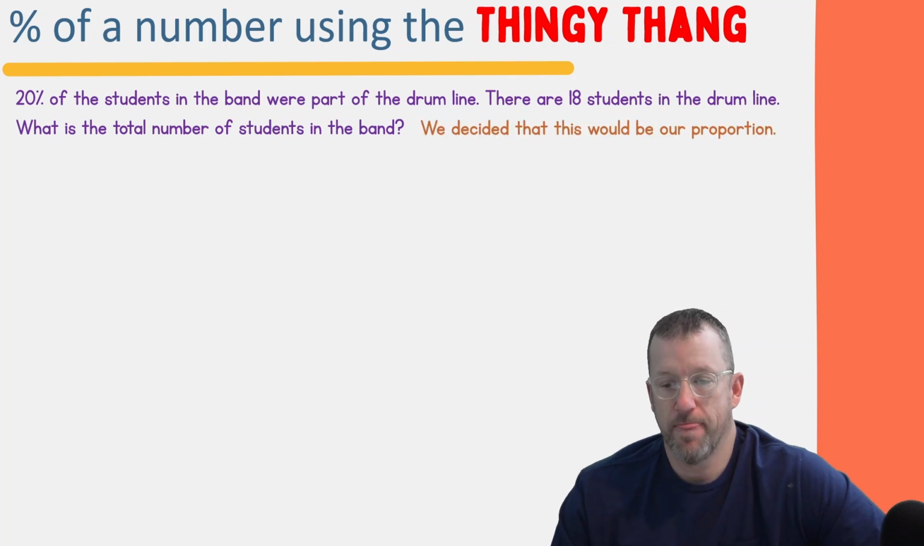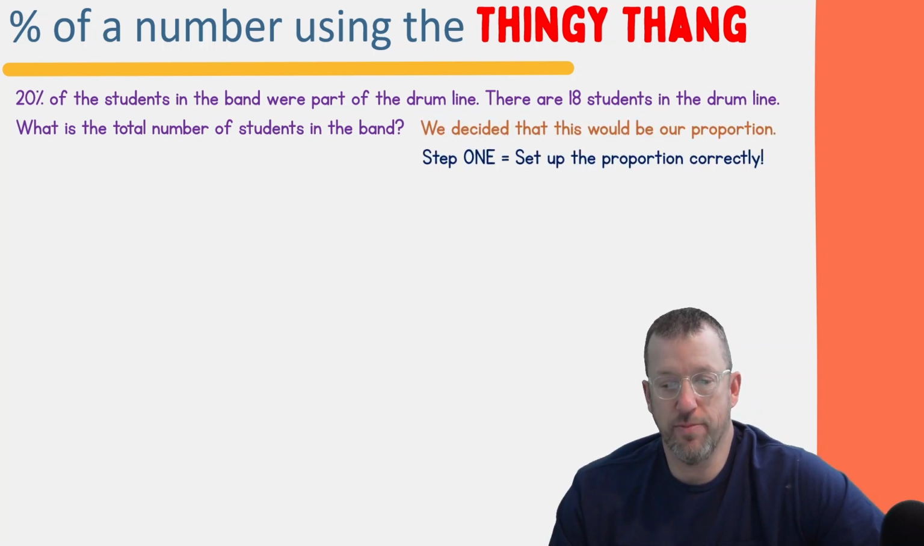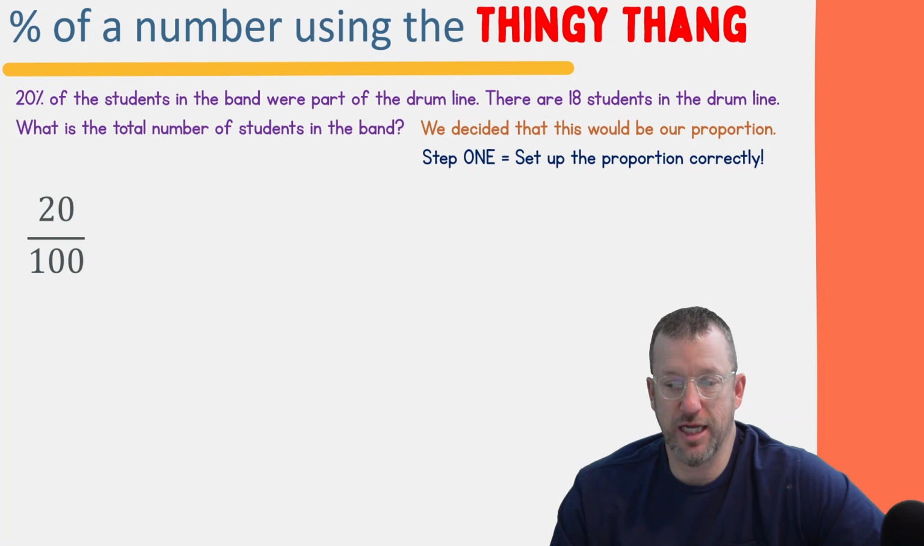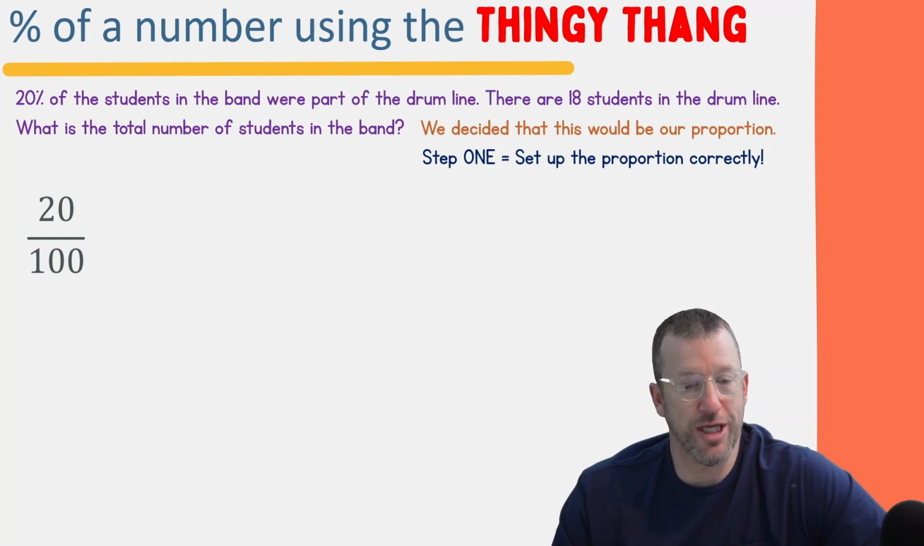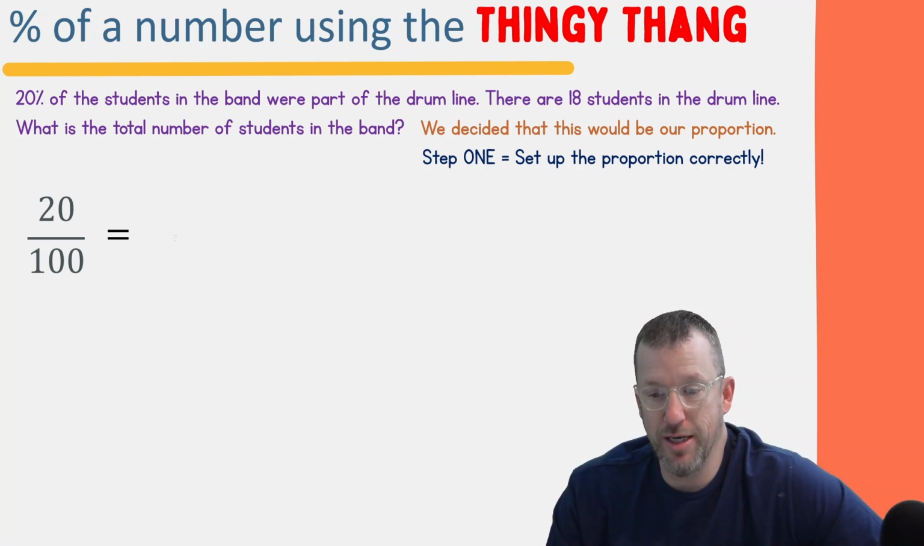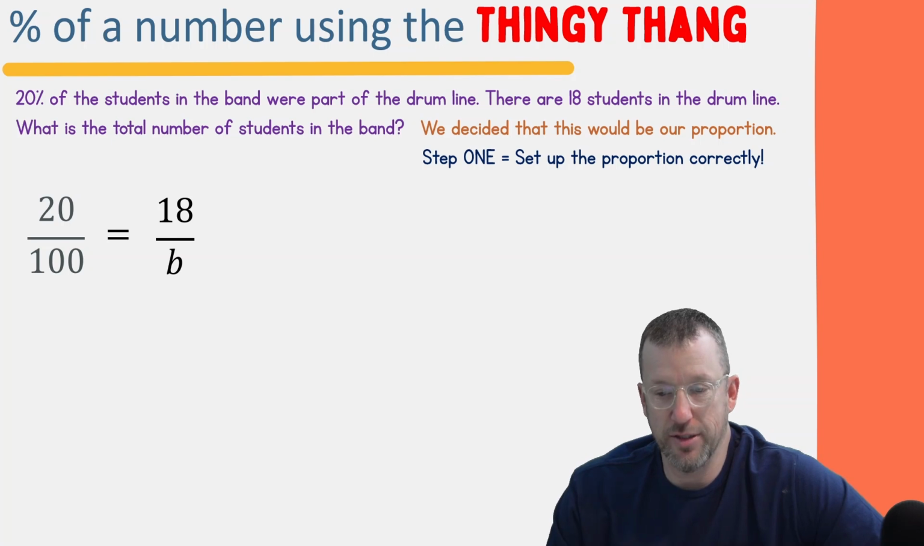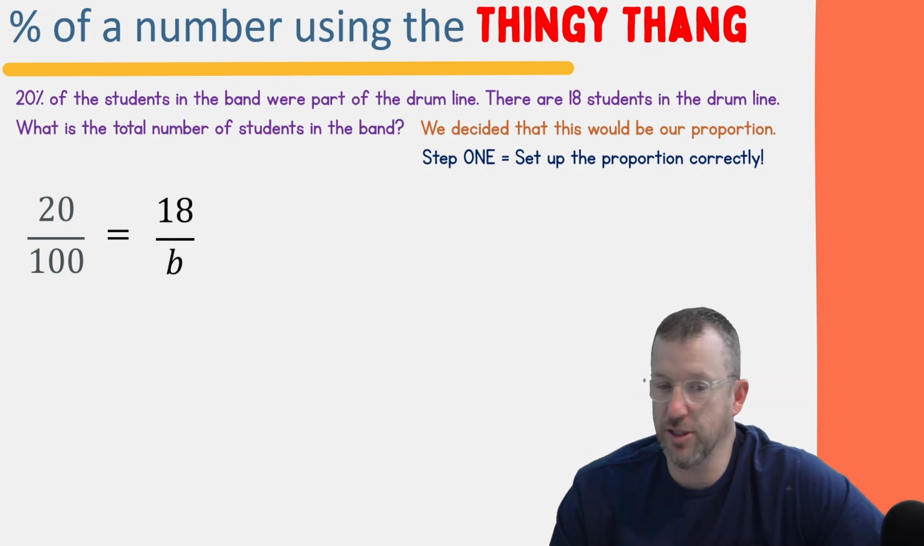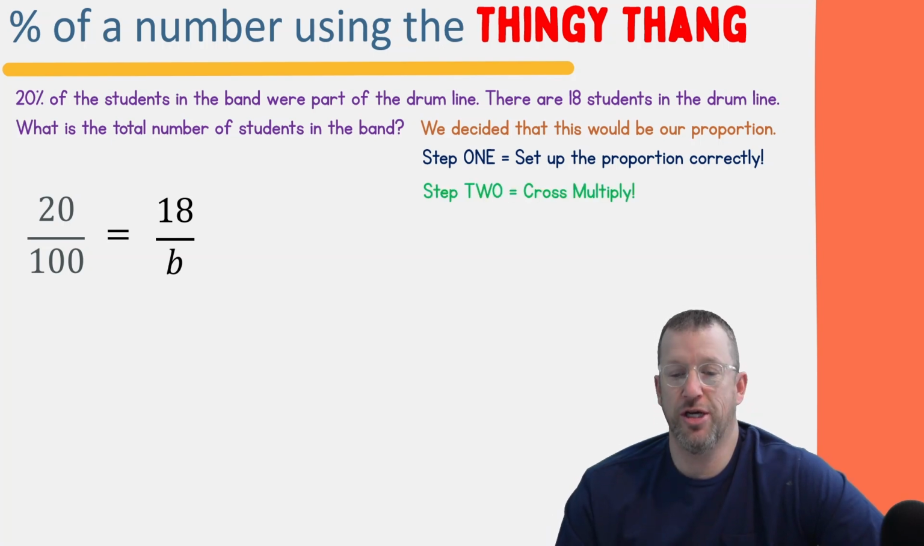Here's our scenario. We decided that this would be our proportion. Okay, so step one, set up the proportion correctly. So that was our percent over whole, 20 over 100. And on the other side, since 20 represents 20% of the drum line, we knew that 18 represented the students in the drum line. So drum line's on top and the whole band's on the bottom. So now we've got our proportional relationship. How do we solve it?